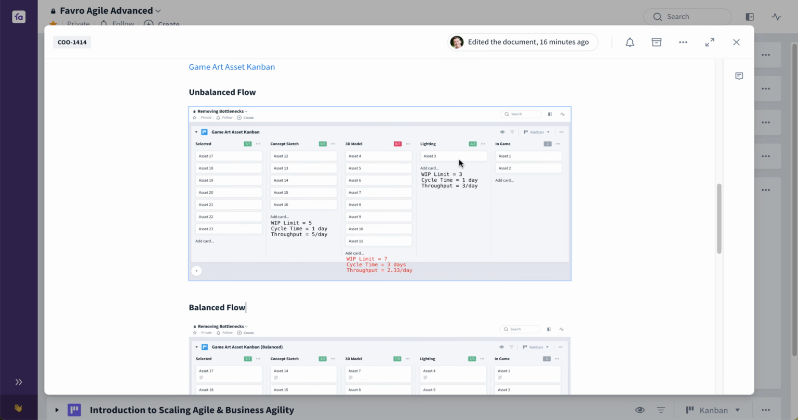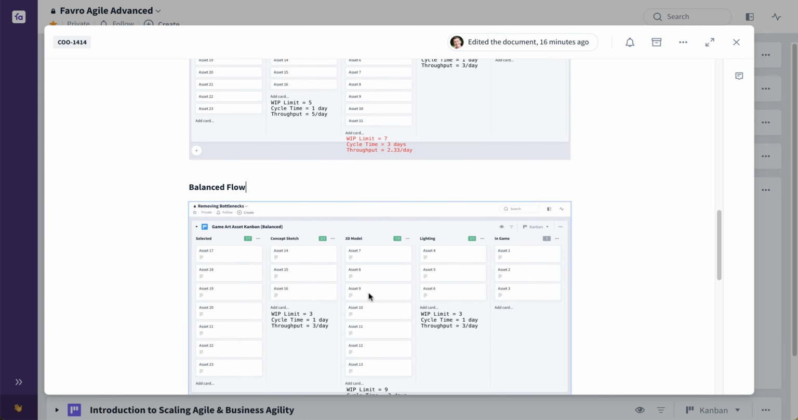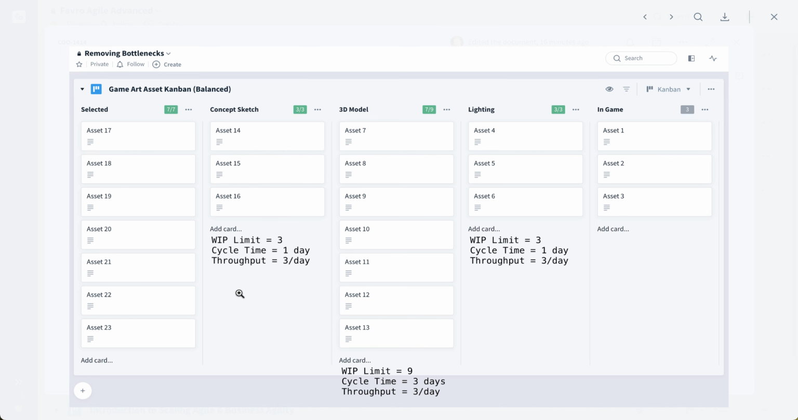And we're going to keep our lighting stage at 3. So what we've done by doing this is we've essentially balanced the flow. We can see that now we've reduced the throughput at this particular stage to 3 per day. We've increased the throughput at the 3D modeling stage. We now have an average WIP of 9 at the 3D modeling stage. 9 divided by the cycle time, assuming that the cycle time at this stage remains the same, of 3. 9 divided by 3 equals a throughput of 3 art assets per day.